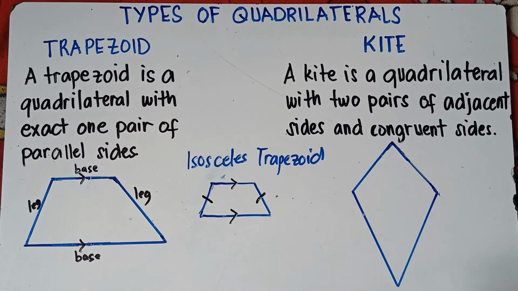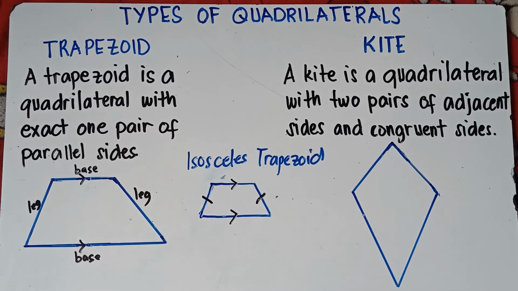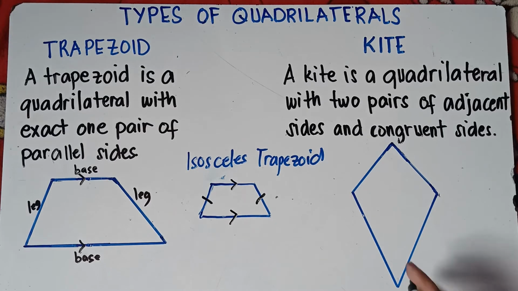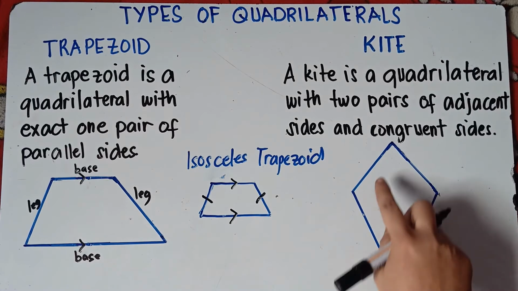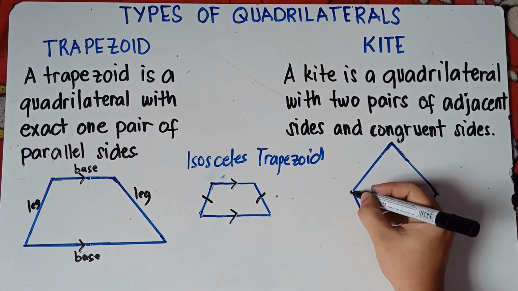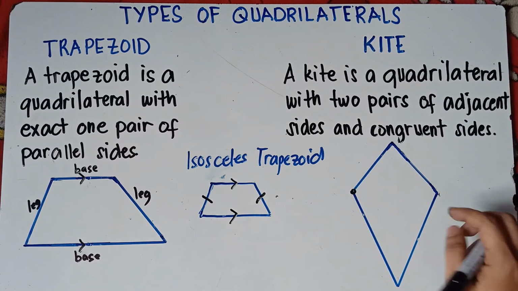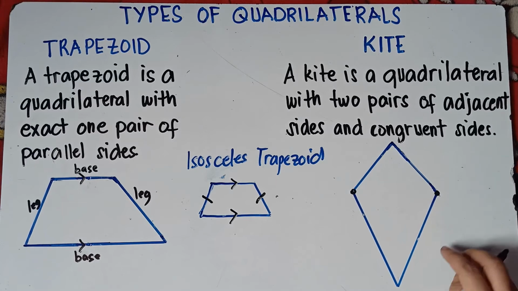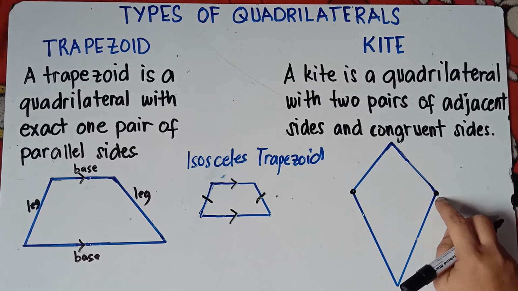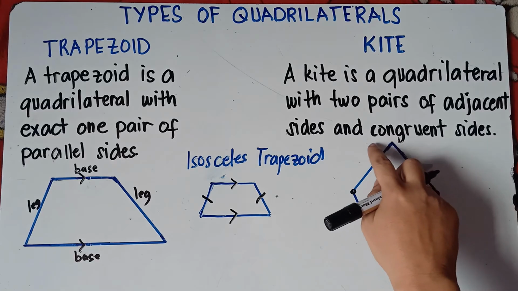A kite is a quadrilateral with two pairs of adjacent sides that are congruent. Now, what do you mean by adjacent sides, sir? Adjacent sides, class, are sides that share the same vertex. If they share the same vertex, that's what we call adjacent sides. So this side is adjacent to this side because they share a common vertex. This is their vertex. And this side is adjacent to this side because they share a common vertex, a common point. So this is the common vertex for these sides.